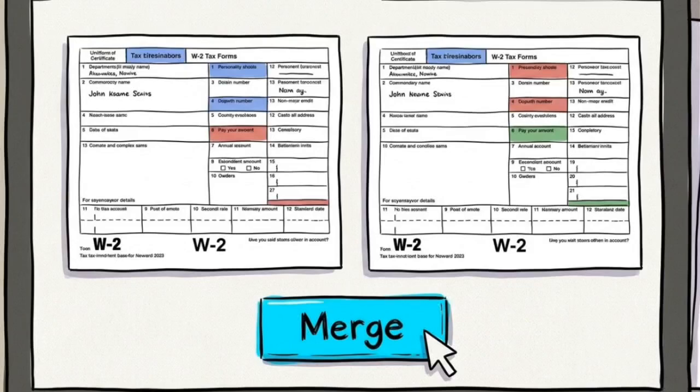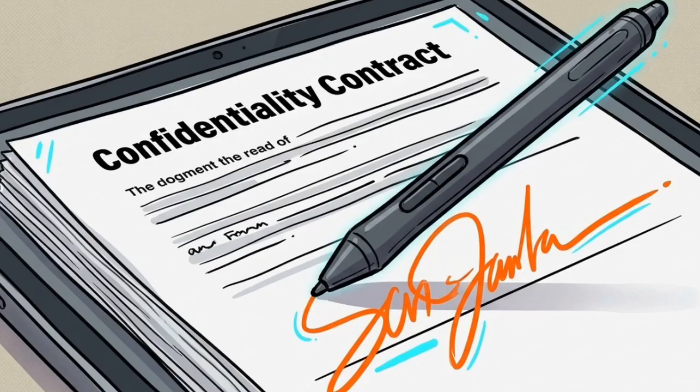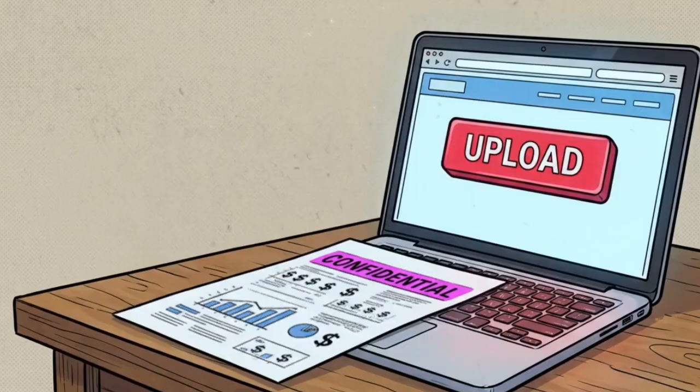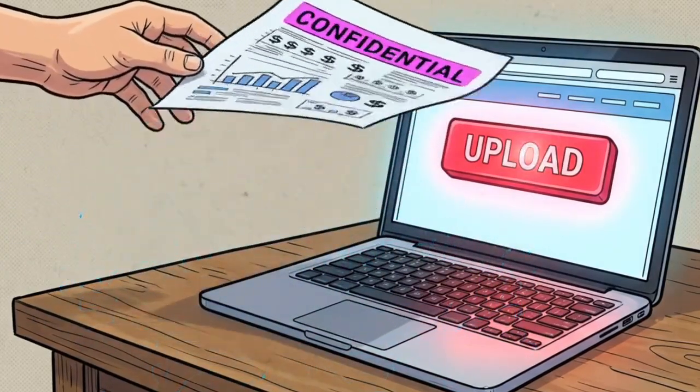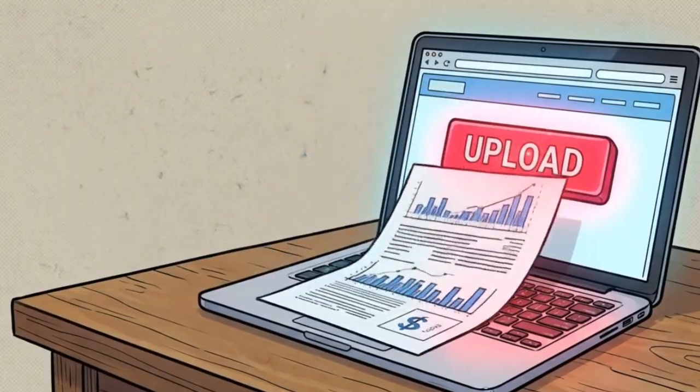It happens all the time. You just need to merge a couple of tax forms or simply sign a quick non-disclosure agreement. But to get it done fast, we usually drop those highly sensitive files into the first free online converter that pops up in search engines.